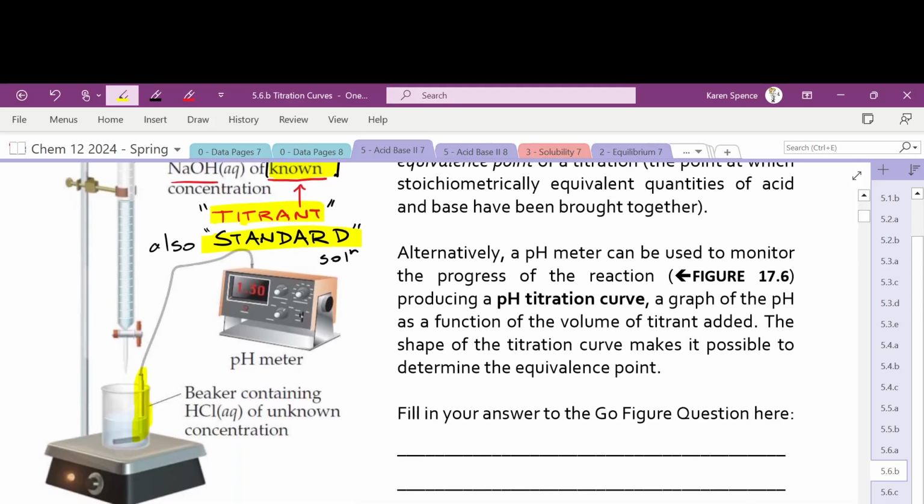So down here we have our HCl of unknown concentration. Do you remember what we call the unknown solution? We're going to analyze it. Therefore, it is called the analyte or the sample.